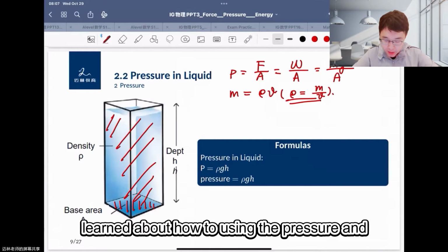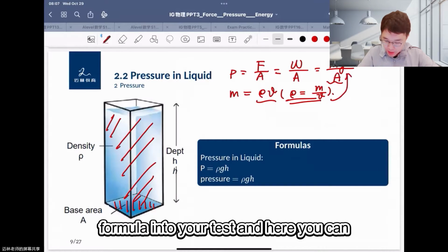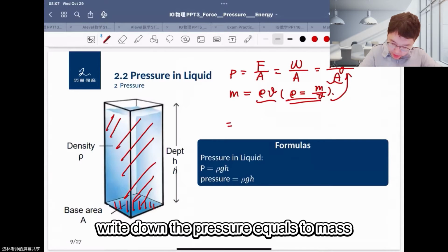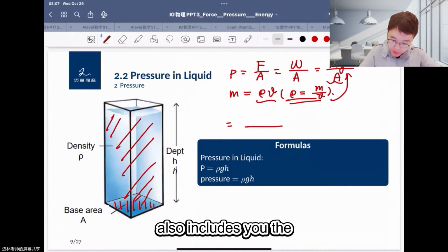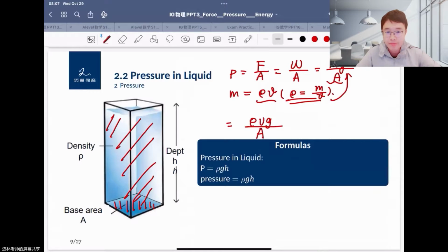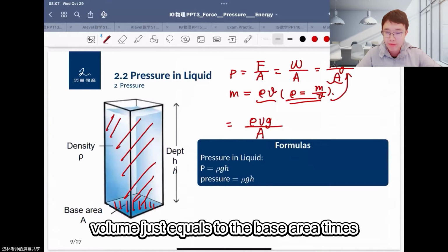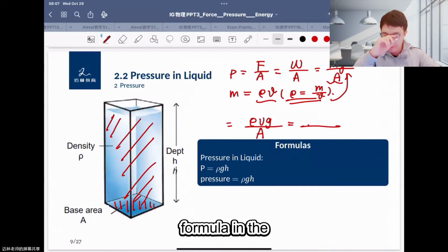So now you have learned how to use pressure and density. You can put the density formula into this, and here you can write down that the pressure equals mass times gravity over the area, and it also equals density times volume times gravity over the area. Here you can find the volume just equals the base area times the height, because this is a formula in mathematics.